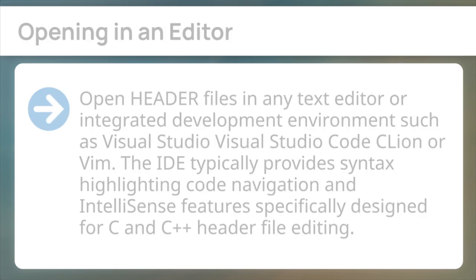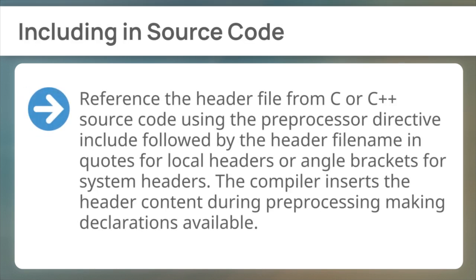Next, including in source code. Reference the header file from C or C++ source code using the preprocessor directive include followed by the header file name, in quotes for local headers or angle brackets for system headers. The compiler inserts the header content during preprocessing, making declarations available.